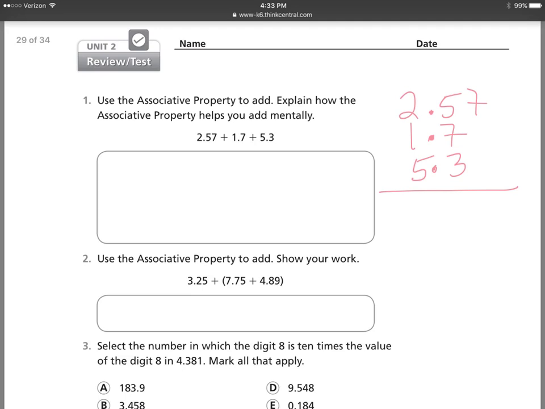When you do line them up correctly, you would look for any spaces that are not filled, like this one here, and we'll fill those in with zeros. That's really important to remember to do, especially when subtracting. Don't forget to regroup if you need to. Let's move on to number 3.